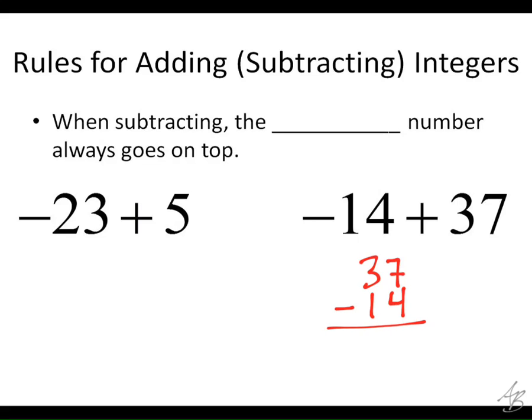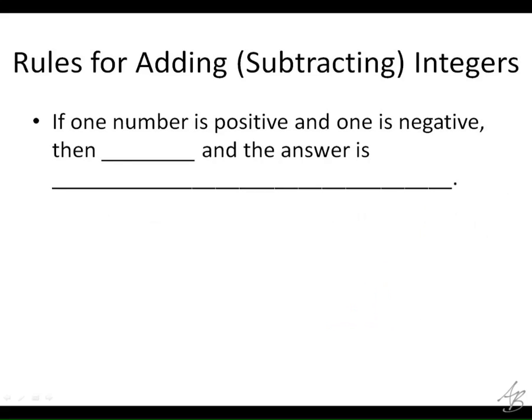Okay, and we don't need to go through that. You just need to know to do that. So going back to this one, if one number is positive and one is negative, then are we going to add or subtract? Subtract. Remember, the first two we did, if they're both positive, we add. If they're both negative, we add. But if they're different, then we subtract.